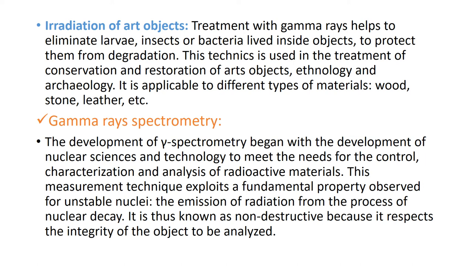So gamma radiation is applicable to different types of materials like wood, stone, leather. So you can also treat wood, stone, leather with gamma radiation to eliminate the bacteria or viruses present on the surface of wood, stone and leather. The third important use is gamma ray spectrometry.